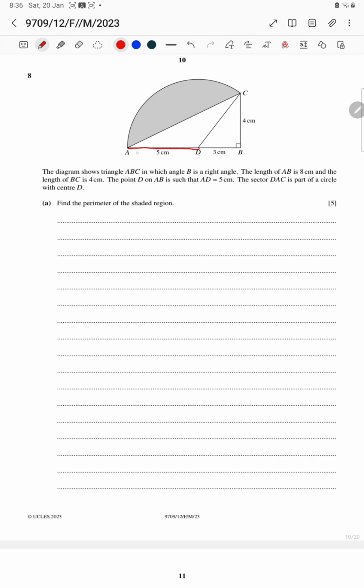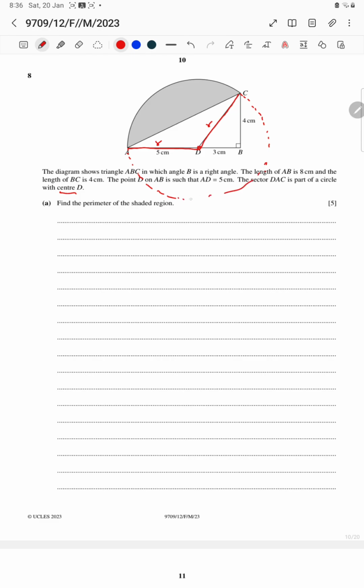This is a part of a circle. It means if you draw this, this is the radius, and this will be the radius as well because the center is D. So if you draw it, the figure looks like this.